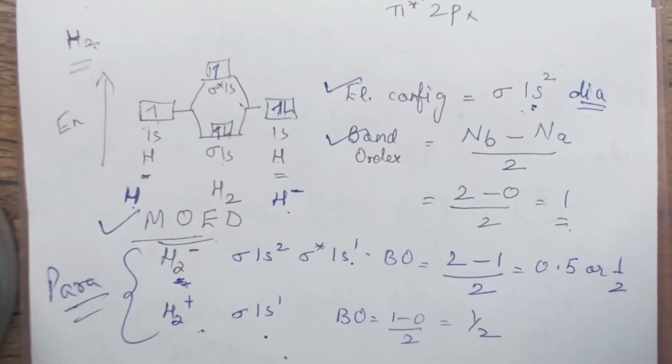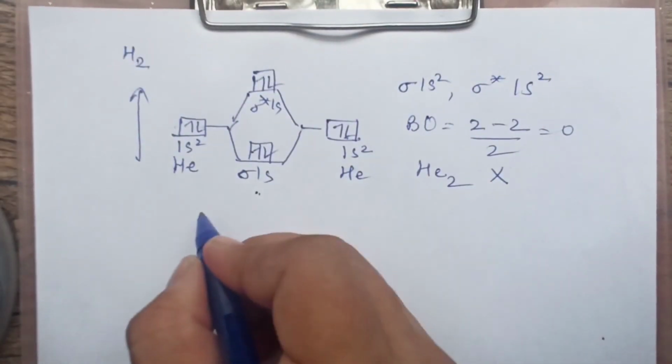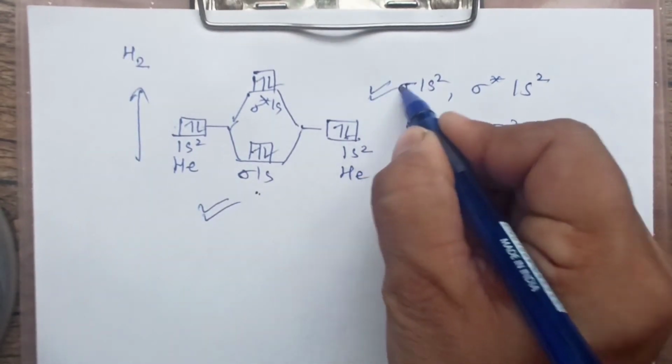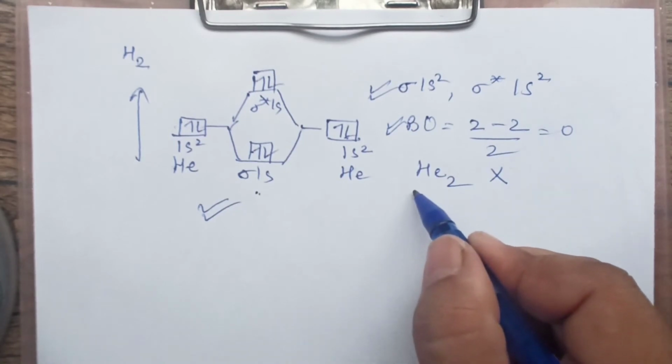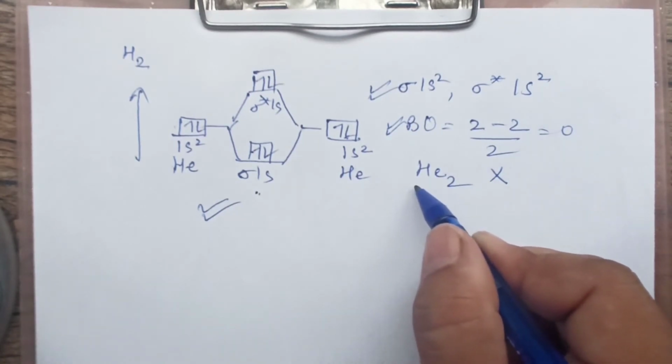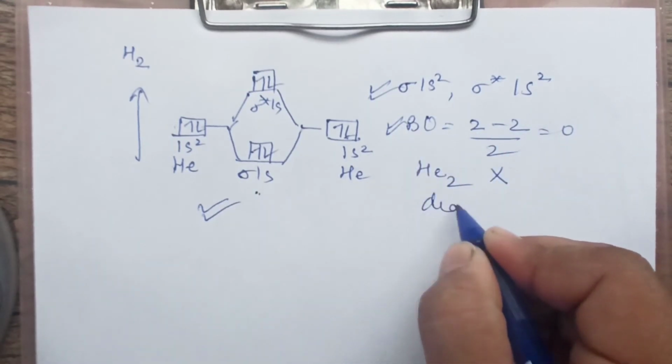Clear? Fine. Now, let us see about this. The molecule doesn't exist. So we have drawn the diagram, we have written the configuration, and we have calculated the bond order. Since the bond order is 0, the molecule does not exist. If the molecule were to exist, with no unpaired electrons it should be diamagnetic, but it doesn't exist.